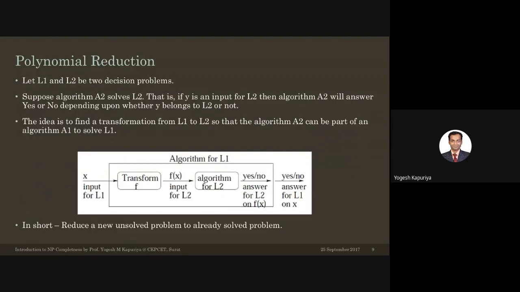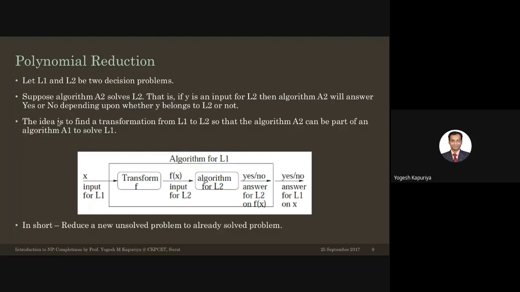Now, how to deal with NP? That is the big question, because what we are suggesting is that NP problems are not solvable. However, you may find some cases in which NP problems can be solved. So is there a mechanism by which you can convert any NP problem to a P problem? For NP, you are not aware of the solution, but for P, you already have the algorithms for that problem statement. So that is called polynomial reduction.